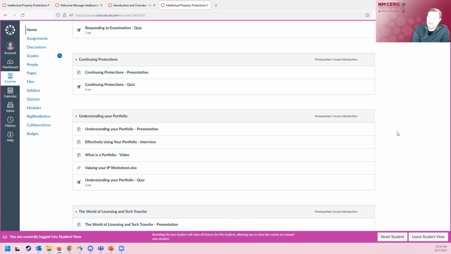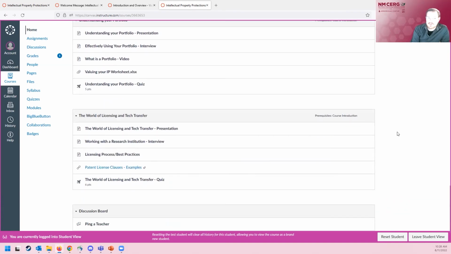Understanding your portfolio, being able to leverage it, being able to go, okay, this is valuable. This isn't really that valuable. Oh, I need to get rid of this.